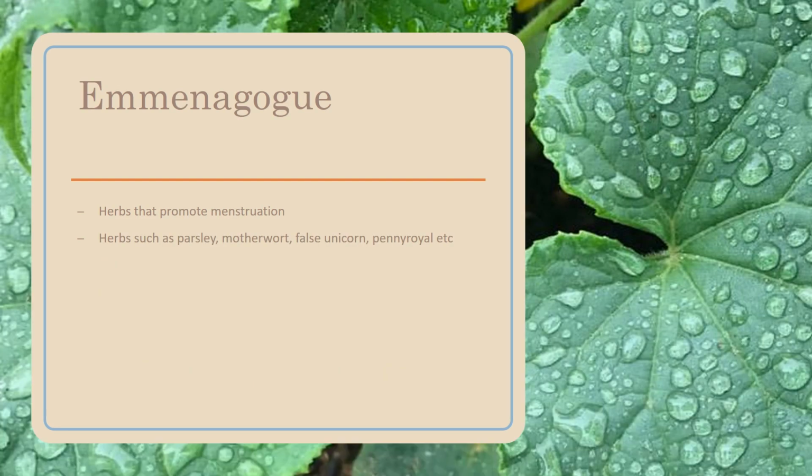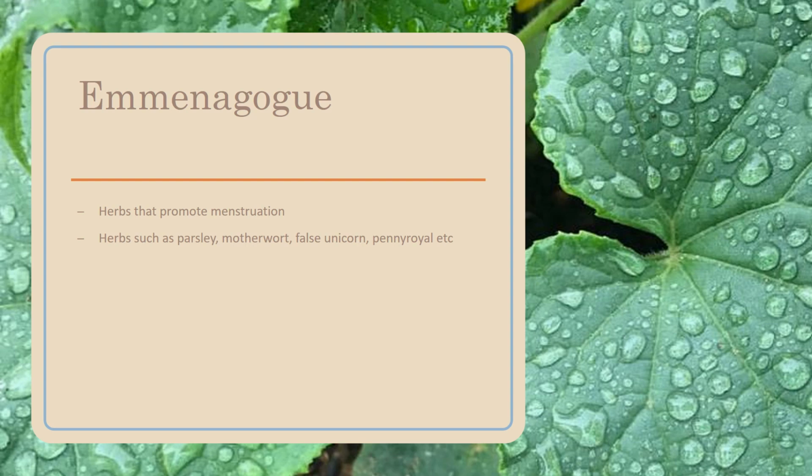Emmenagogues are herbs that promote menstruation, herbs such as parsley, motherwort, false unicorn, pennyroyal, etc. Emmenagogues can also fall into the category of abortifacients. It is said that if a person was expecting their cycle and didn't get it, they would drink an herb that is an emmenagogue around the time they were expecting their period, and it will bring it on.